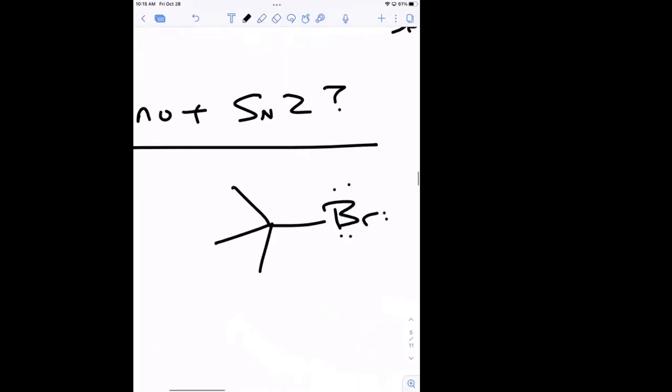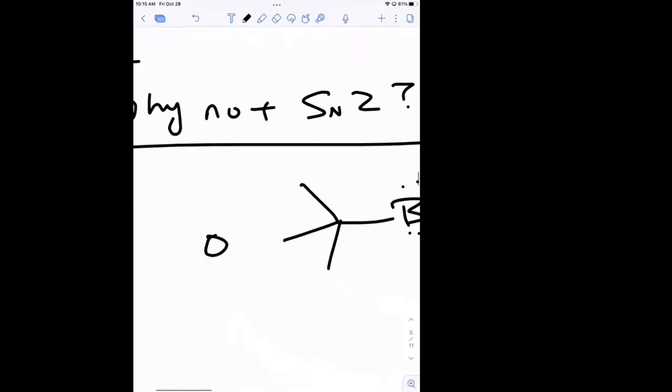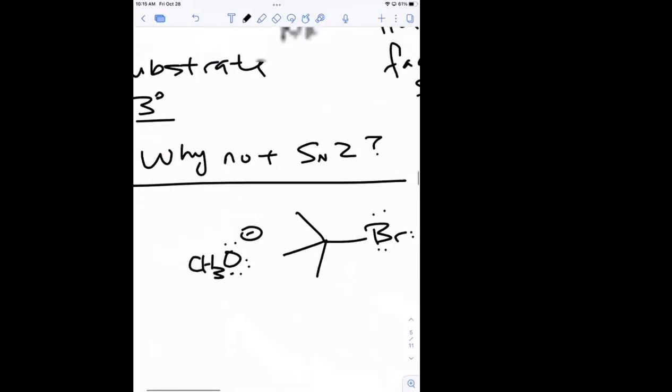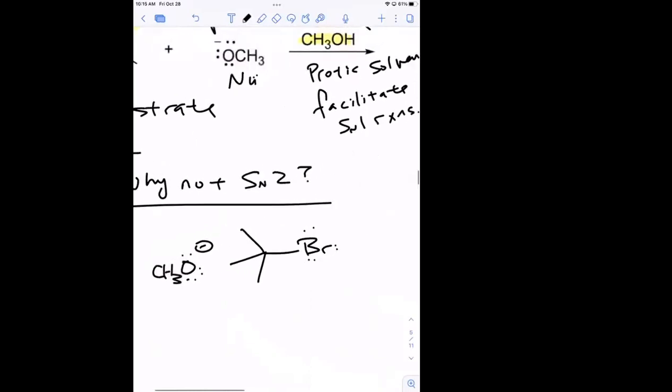Here's my leaving group, and here's my nucleophile. Anybody who's zooming with us, anybody see a problem with that nucleophile trying to come from the backside like it did in the SN2?